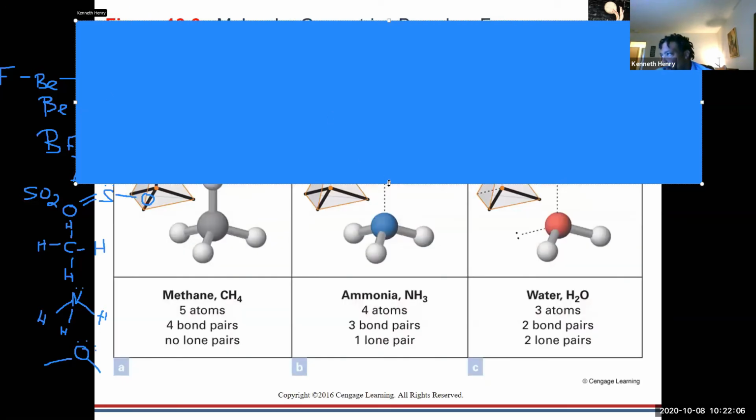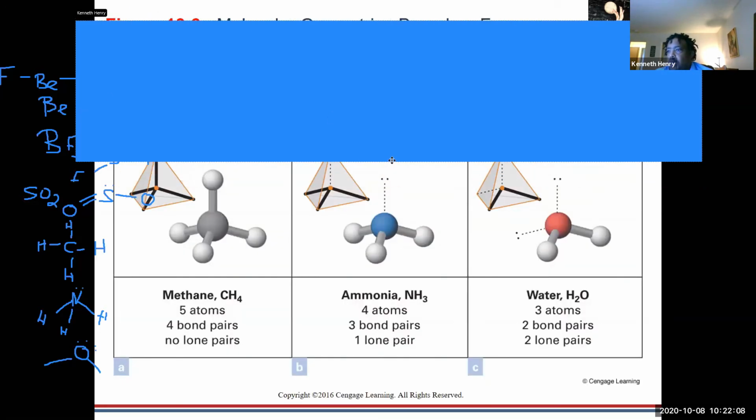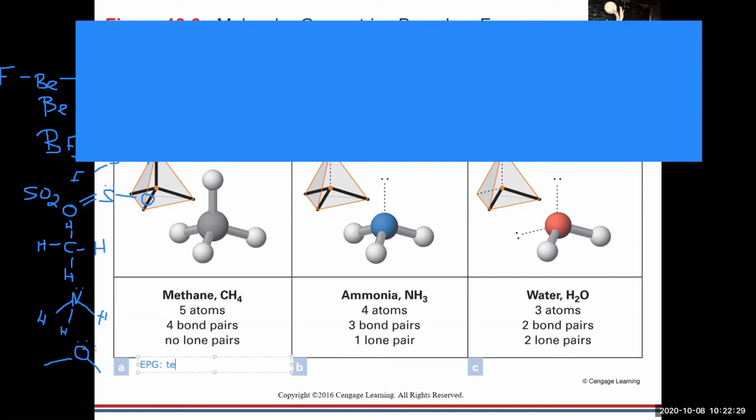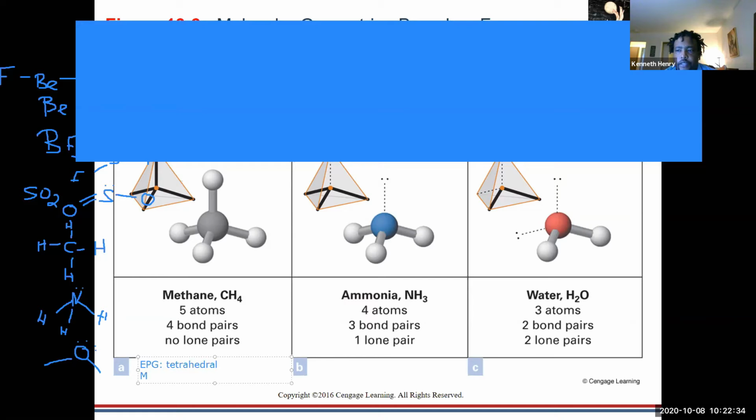Okay, so we have methane. What is the electron pair geometry? I'm going to write down EPG, electron pair geometry, for the first one, A. Tetrahedral. What is the molecular geometry? Tetrahedral. Okay.